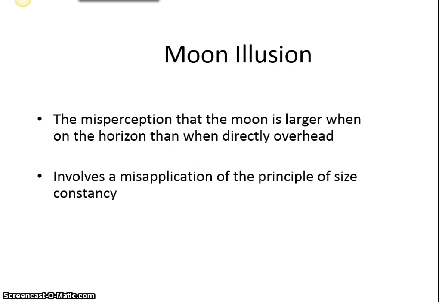So now, another illusion that your textbook talks about is called the moon illusion. This is the misperception that the moon is larger when it's on the horizon than when it's up higher in the sky or even directly overhead. What's going on here is a misapplication of the principle of size constancy. In reality, the retinal size, the size that is cast on your retina, of the full moon is the same in all positions.